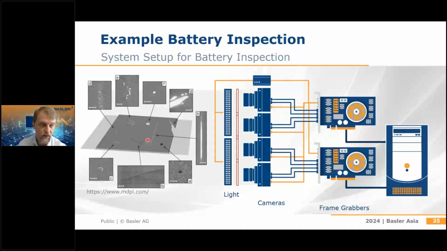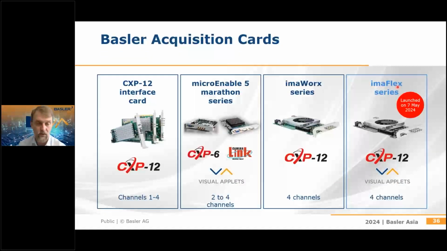So this was my last example. When we look at the programmable devices like the microEnable 5 Marathon series for Camera Link and CoreExpress 6, we also have, since May, the ImaFlex series with CoreExpress 12, and they can get directly programmed, so you can get your customization into these frame grabbers. And we don't ask for additional runtime fees for this, so it's just a frame grabber, and you can use this frame grabber also for pre-processing.